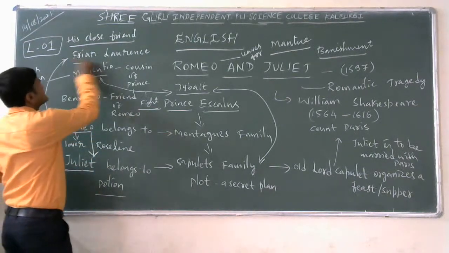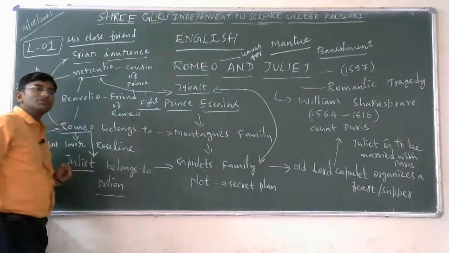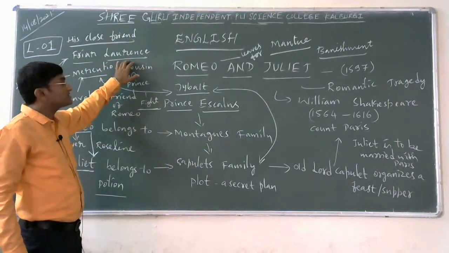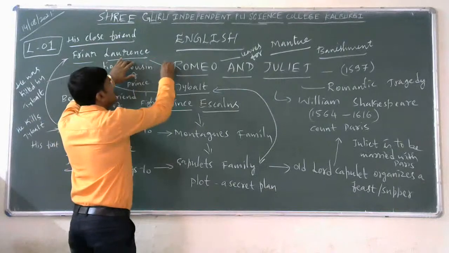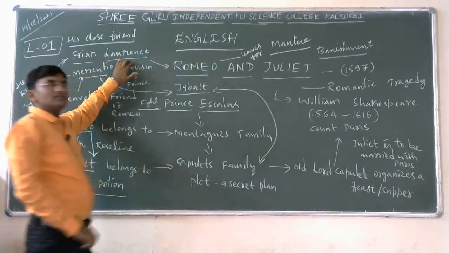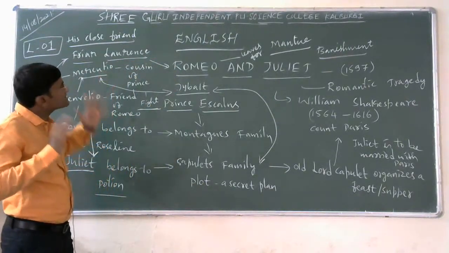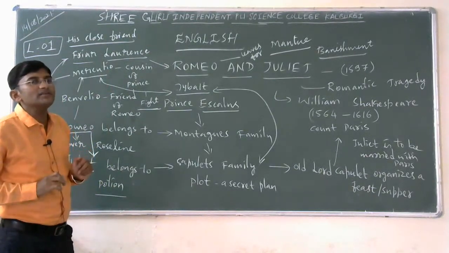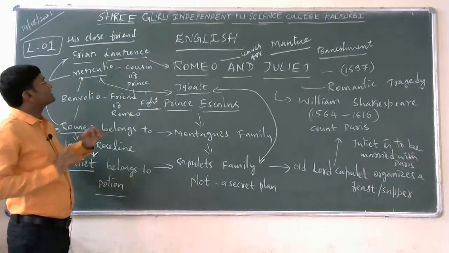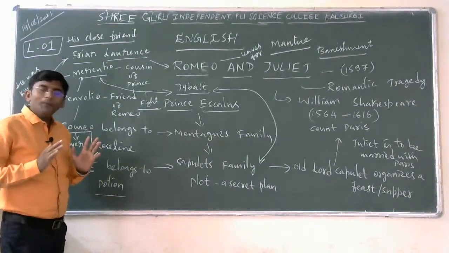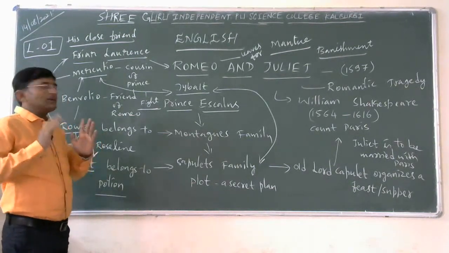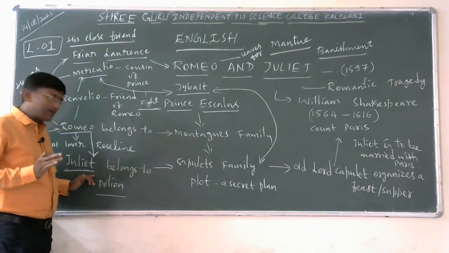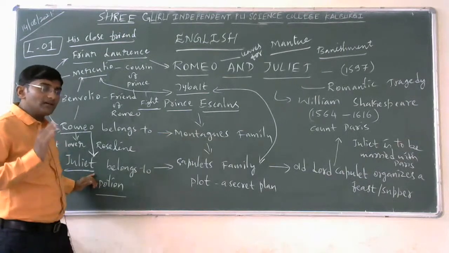Friar Lawrence sends a message. Who sends a message? Friar Lawrence sends a message to Romeo, through one of his colleagues. What does he warn? Romeo, you should listen to my words now that Juliet has taken a poison.